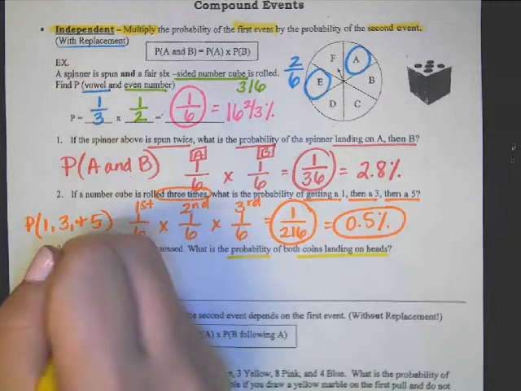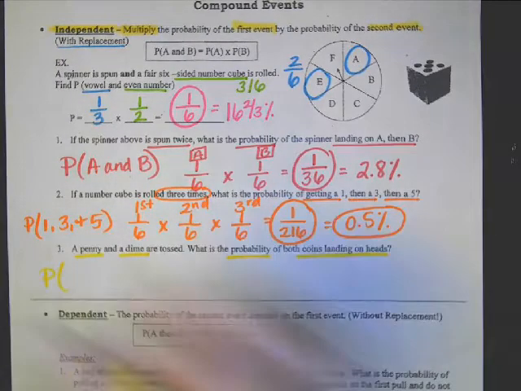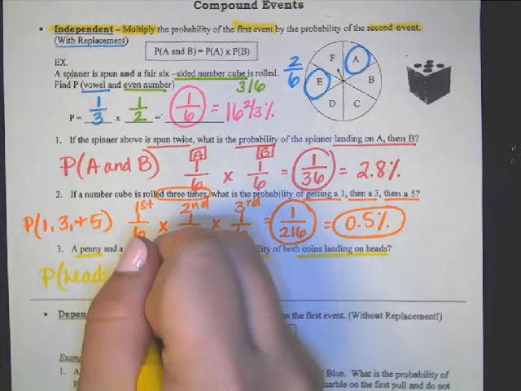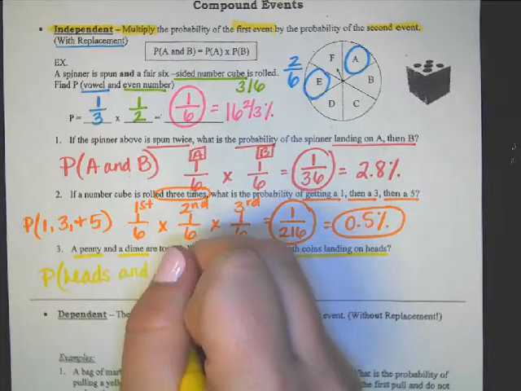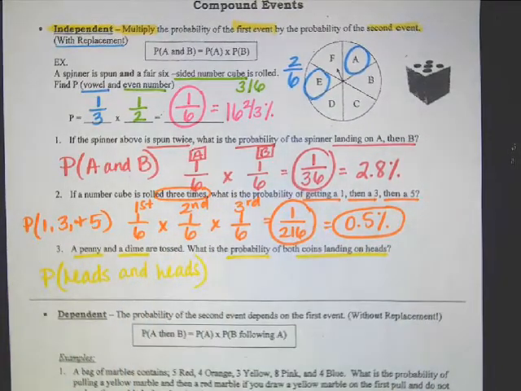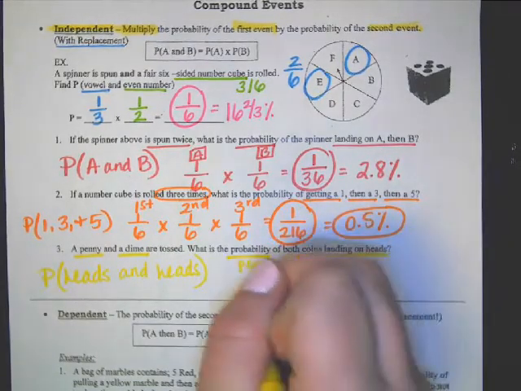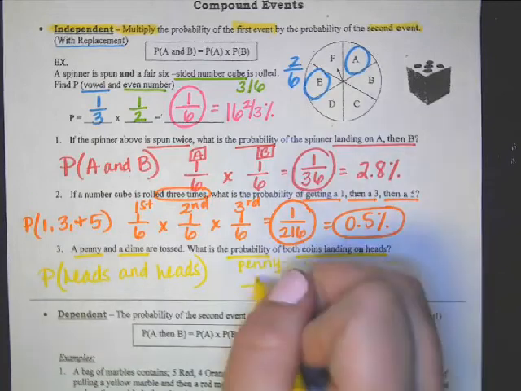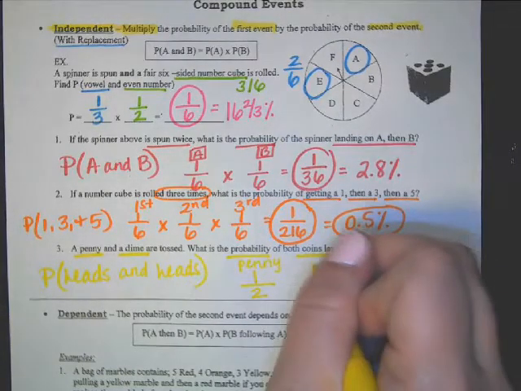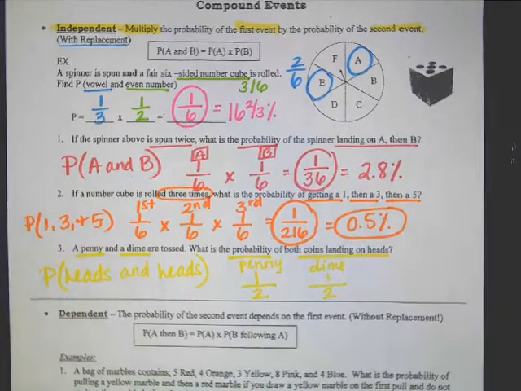I'm going to write P for probability, and in parentheses I'm going to write what results I'm looking for. I'm looking for my penny to land on heads and my dime to land on heads as well. For my penny, because there are 2 sides and heads is only one of them, I have a 1 out of 2 chance. For my dime, I also have 2 sides, and again, I have a 1 out of 2 chance.